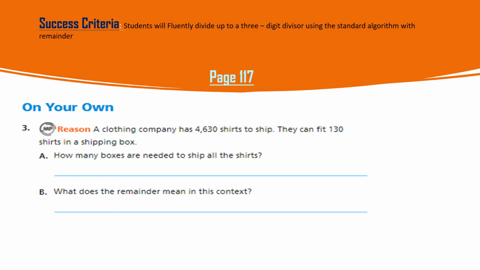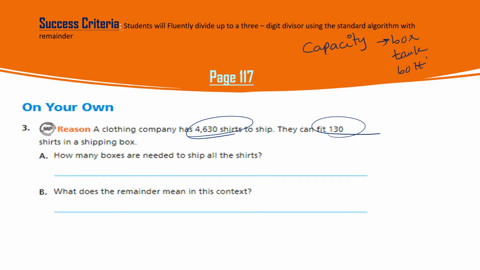A clothing company has 4630 shirts to ship. They can fit 130 shirts, right? The capacity, like you remember that when they talk about some capacity of a box, capacity of a tank, capacity of a bottle, so they are talking about some capacity. So in that capacity, you have to use division.